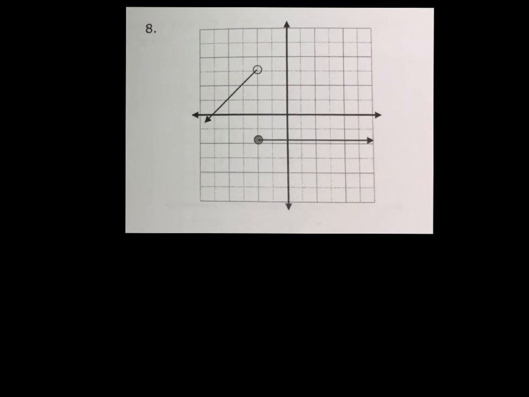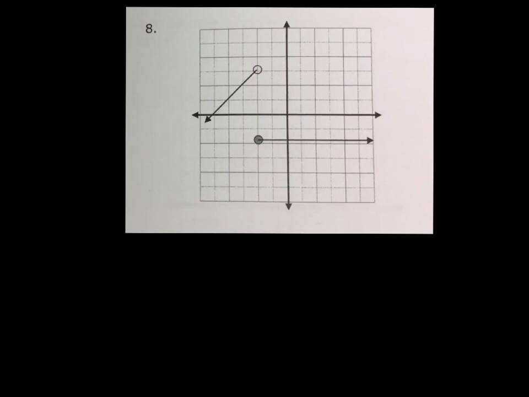Okay, last thing we have to do, this is number 8. I think it's on the very back page of that worksheet. I need to write the piecewise for this function. Notice it is a function. If I do a vertical line test right here, it will hit this point, but this is open, so it will not hit a point right here. And I have 2 pieces.